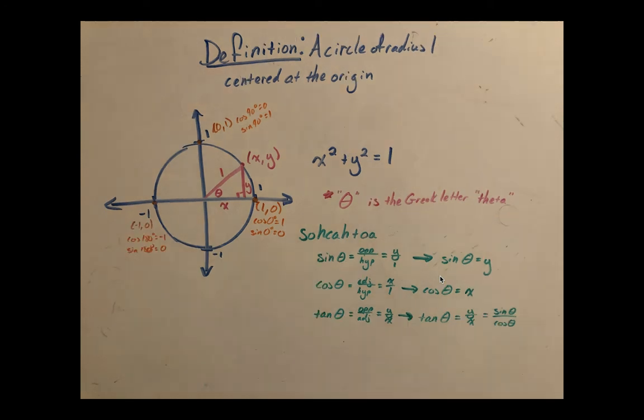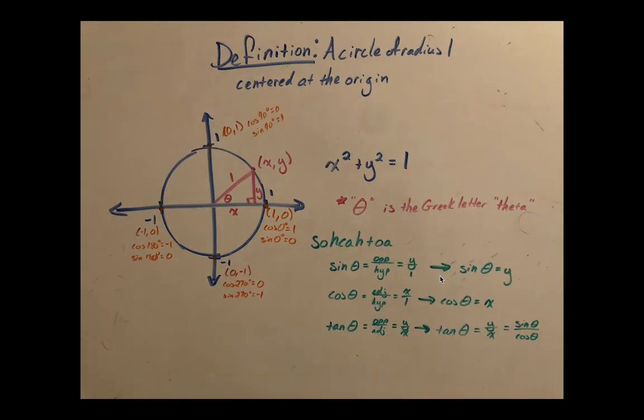We could go out to 180 degrees, and we would see that the cosine of 180 degrees is negative 1, and the sine of 180 degrees is 0. We can go all the way to 270 degrees, see that the cosine of 270 degrees is 0, and the sine of 270 degrees is negative 1. If we wanted to go to 360 degrees, we would be back at the same place that we were when we had 0 degrees, and so on.